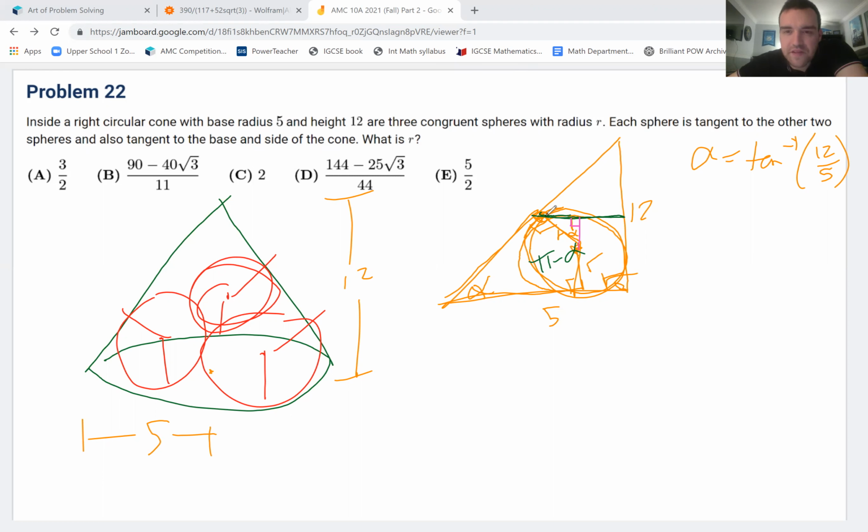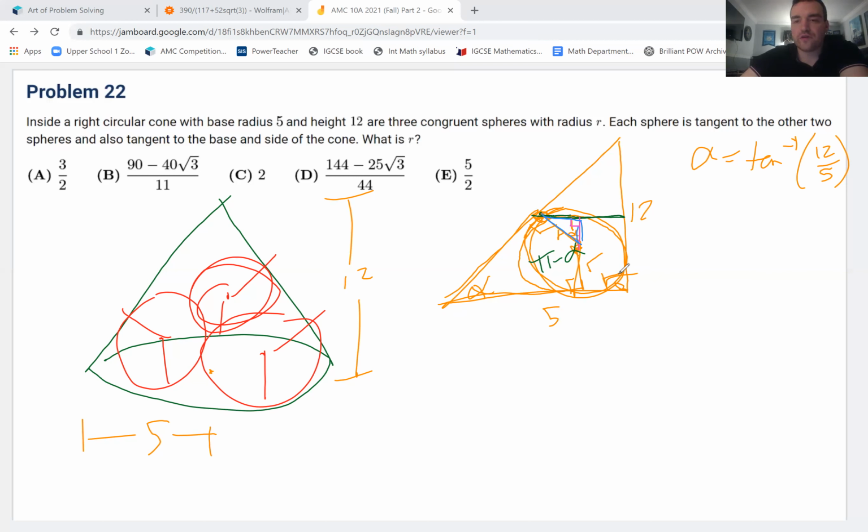If you think about it, that means that this little right triangle here is similar to the large triangle. It's similar to the large triangle because it has a 90-degree angle and an angle alpha.